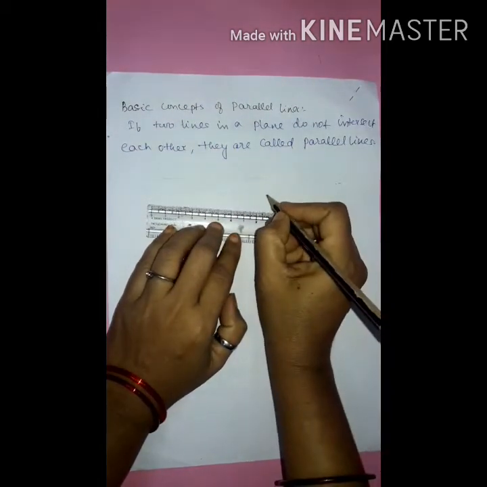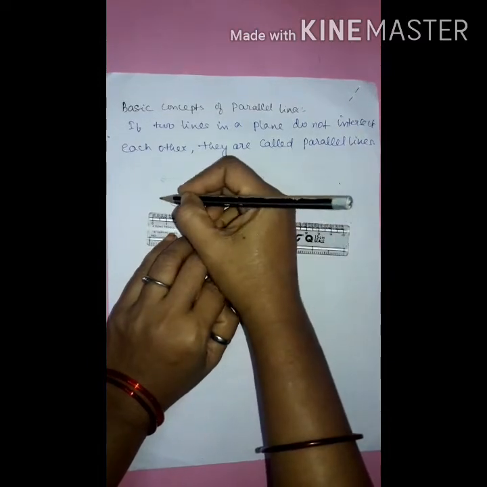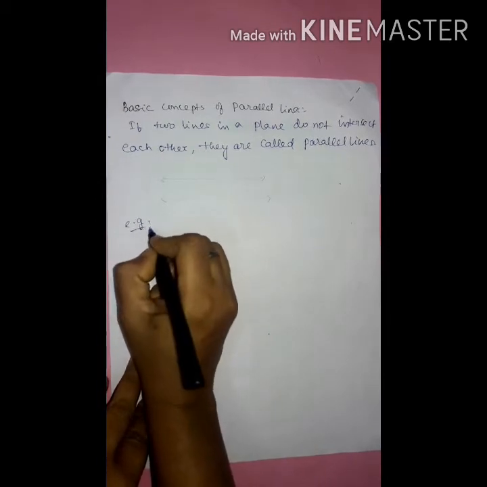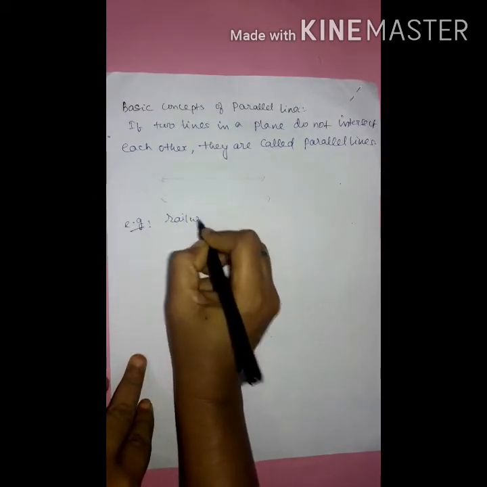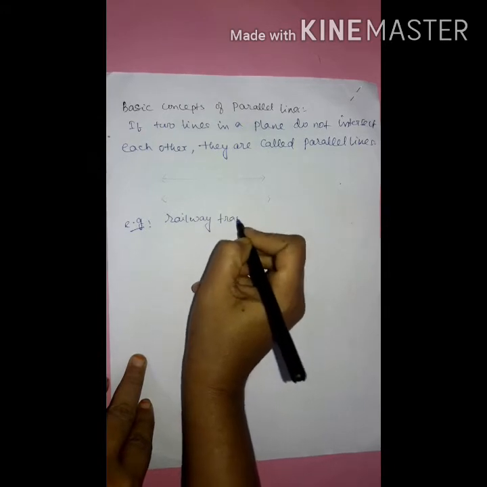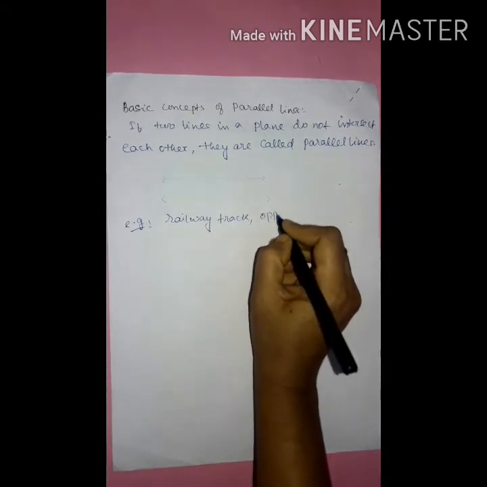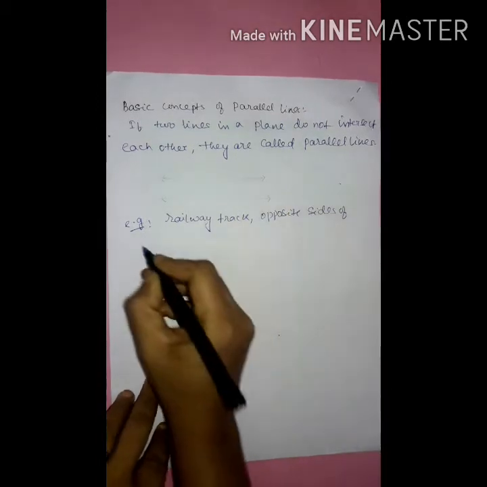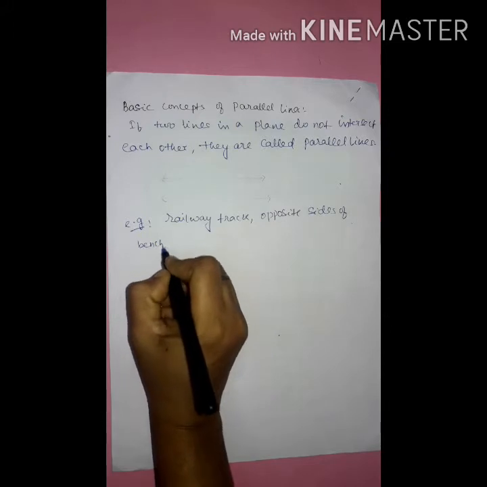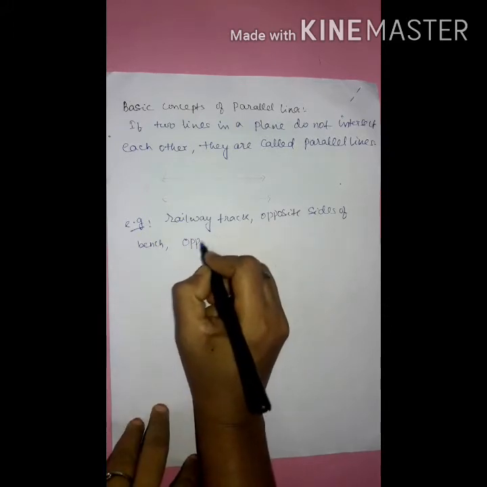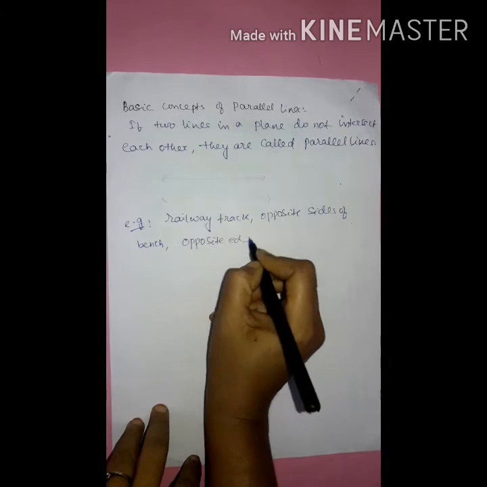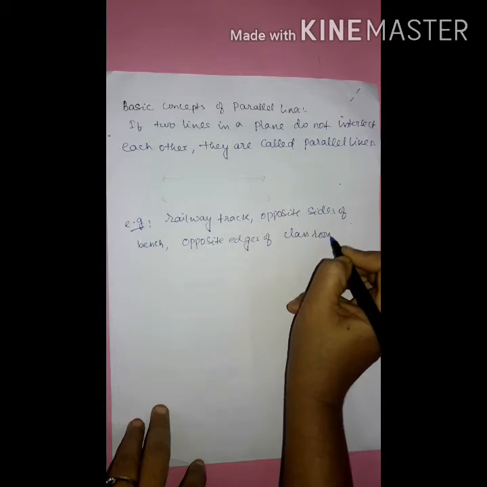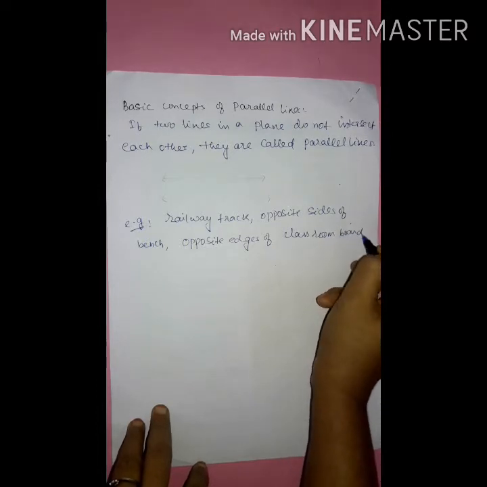Examples of parallel lines are a railway track, opposite sides of a bench, and opposite edges of a classroom board. As usually seen in the board in your classroom, the opposite edges.